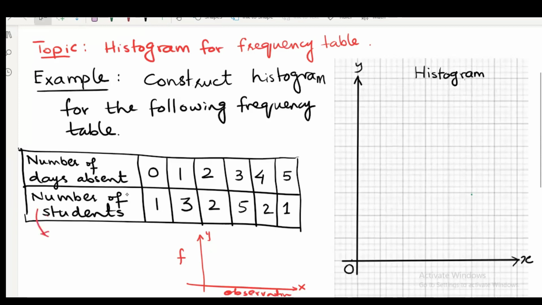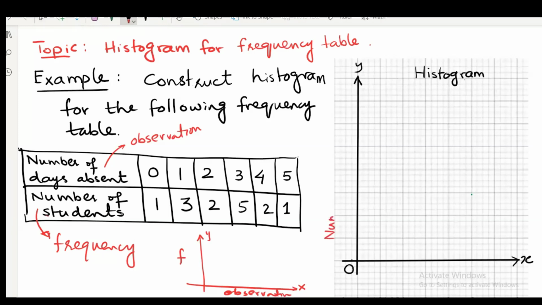So the second row is for frequency, and the first row is for observation. For a histogram, frequency or frequency density must be on the y-axis and observation on the x-axis. So the frequency is number of students. So I'm going to write number of students, frequency, on the y-axis.